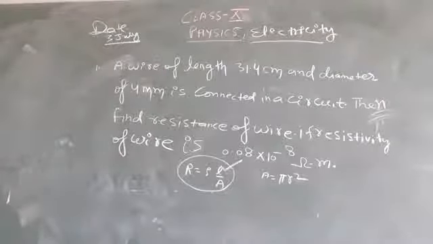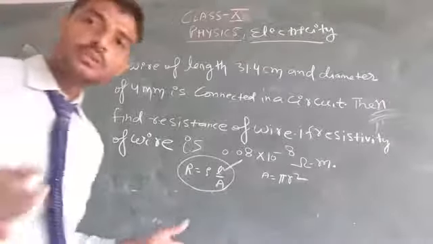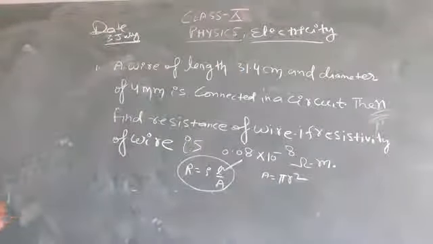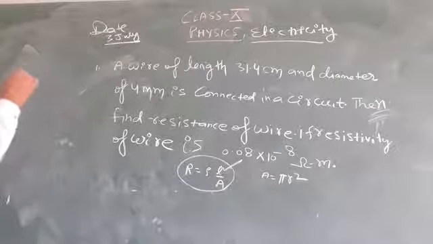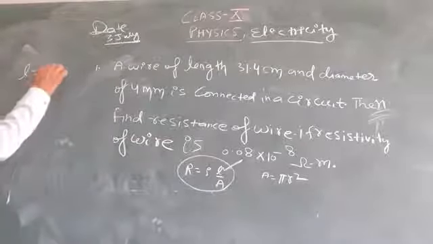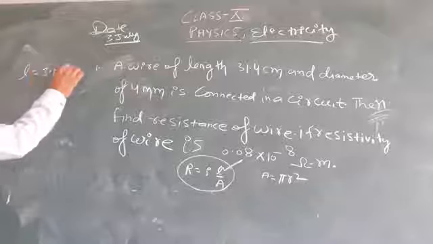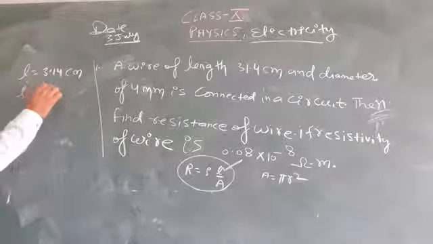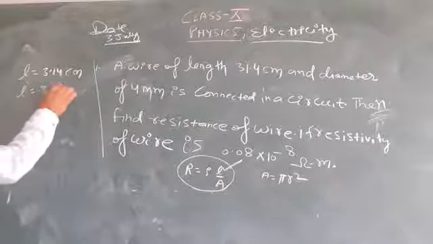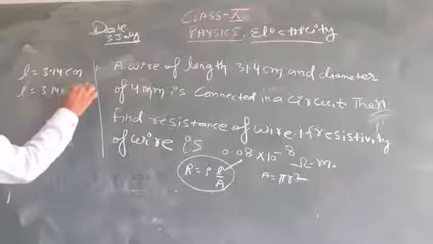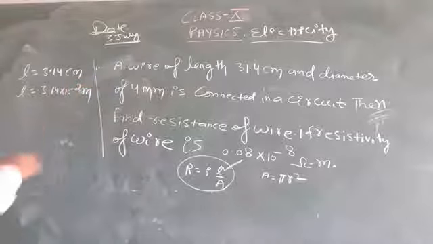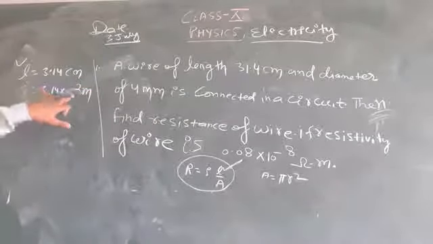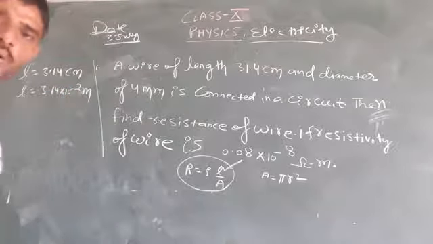So now you have to note what values are given in your question. In the question the length is given. So L equal to 3.14 centimeter. It means 3.14 into 10 to the power minus 2 meter. When centimeter converts into meter, it is 10 to the power minus 2 meter. Okay.